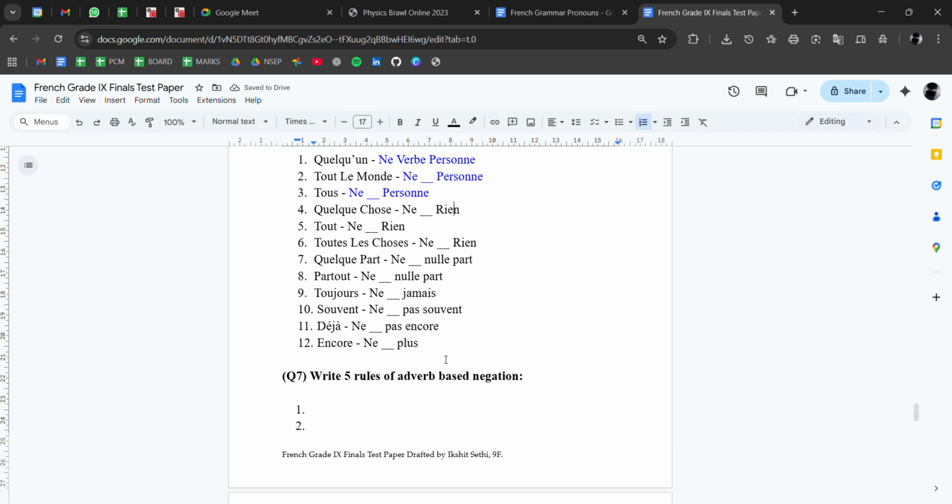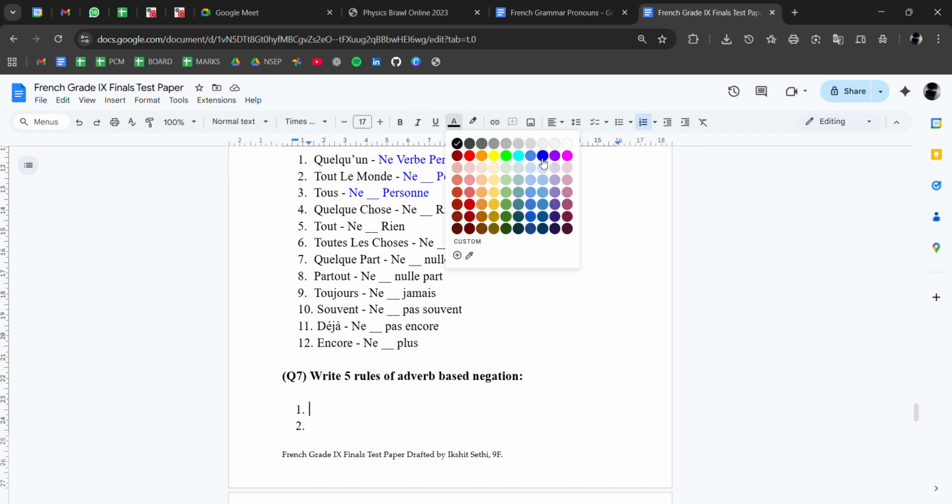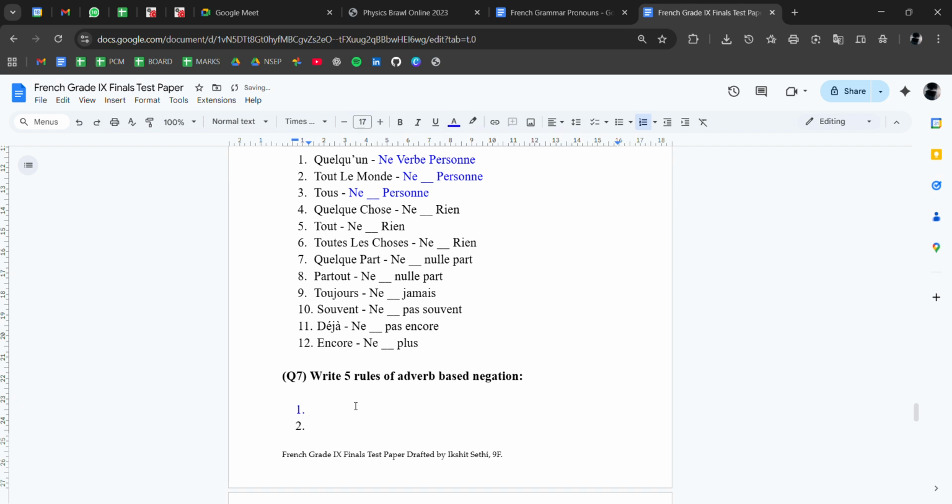Now we will get into the rules of adverb-based negation. There are 5 main rules that are to be primarily followed when doing adverb-based negation in French. First one being indefinite articles. That is un, une, and these change to de or d apostrophe, except with the verb être. In all other verbs, indefinite articles always change to de or d apostrophe while doing the negation.